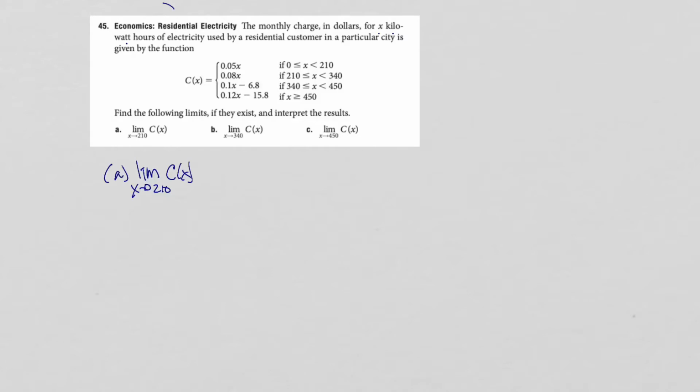As we approach 210 hours, let's approach first of all from the left. So if we come in from the left, we're going to use this cost function. So that's going to give us 0.05. Now we're approaching 210, so I'm going to put the 210 in here and see what I get. So I got 10.50. So as we approach from the left, we're approaching $10.50.